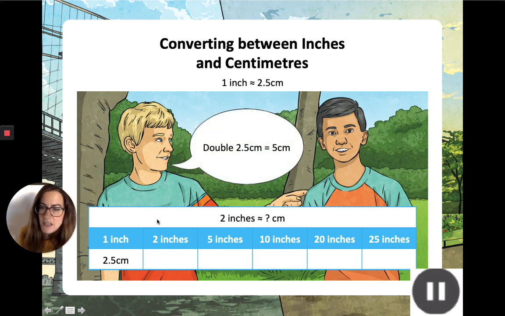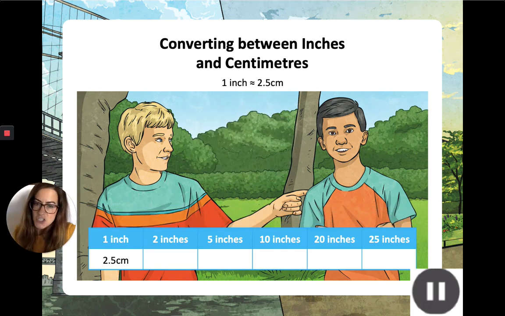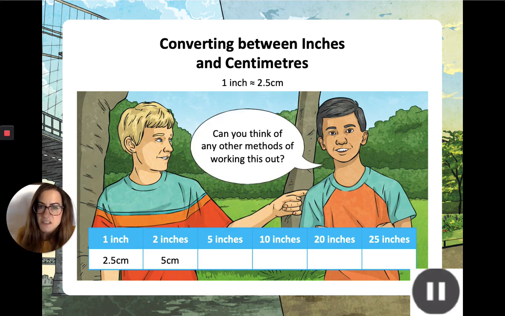We can double it because we know that 2 is double 1. So to double the centimetres, we need to double 2.5. And double 2.5 is 5. We should just know that from our number facts. So we know now that 2 inches is 5 centimetres.